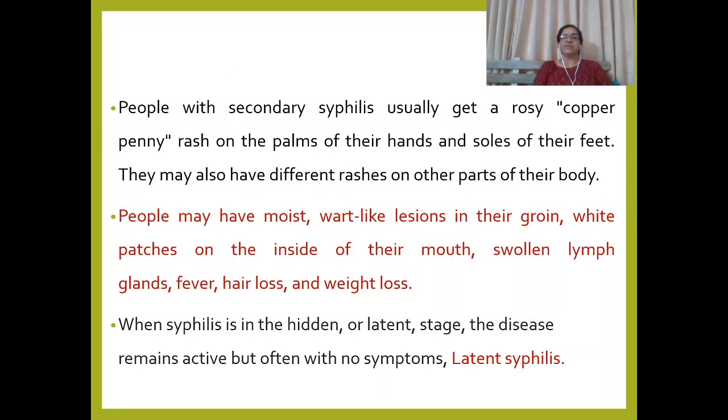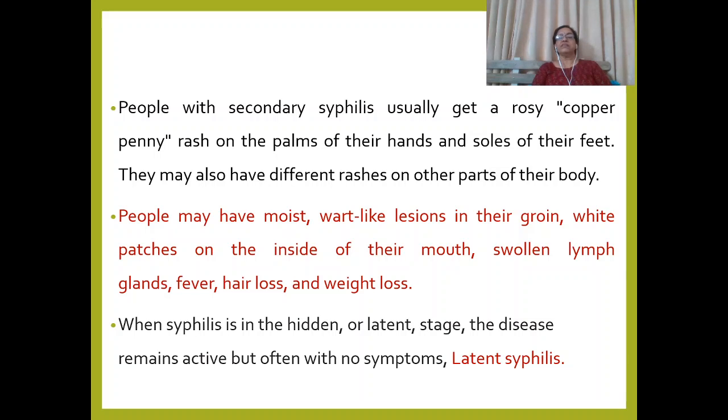People with secondary syphilis usually get a rosy copper penny rash on the palms of their hands and soles of their feet. They may also have different rashes on other parts of their body. People may have moist, wart-like lesions in their groin, white patches on the inside of their mouth, swollen lymph nodes, which are lymph glands, that is, draining lymph nodes. There is a high-grade fever, hair loss, as well as weight loss.